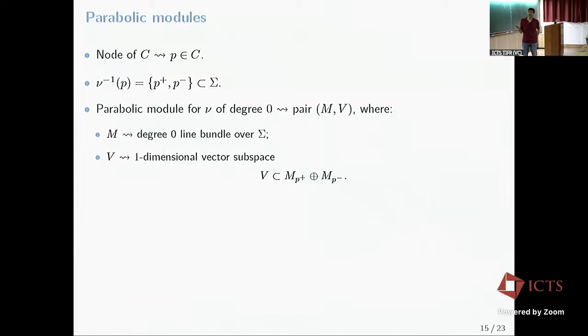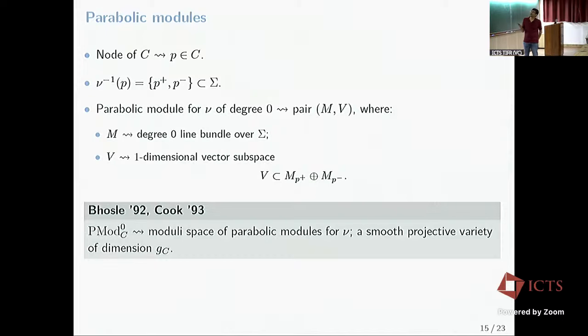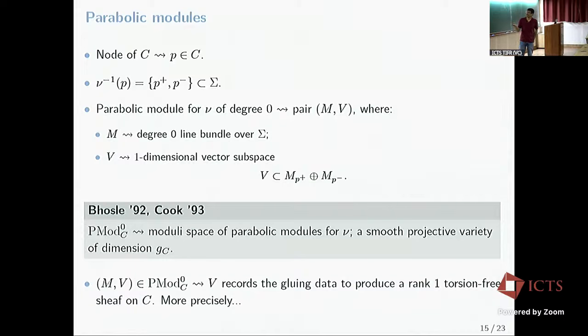Okay, so there is a moduli space for these objects. Usha Bhosle introduced them exactly in this nodal case, and she called them generalized parabolic bundles. But then Cook, a former student of Peter Newstead, generalized this construction with wide generality, for other singularities, and so on. So this is a smooth projective variety of dimension the genus of the curve. Of course, what this V does is record the gluing data to produce a rank 1 torsion-free sheaf on C, okay?